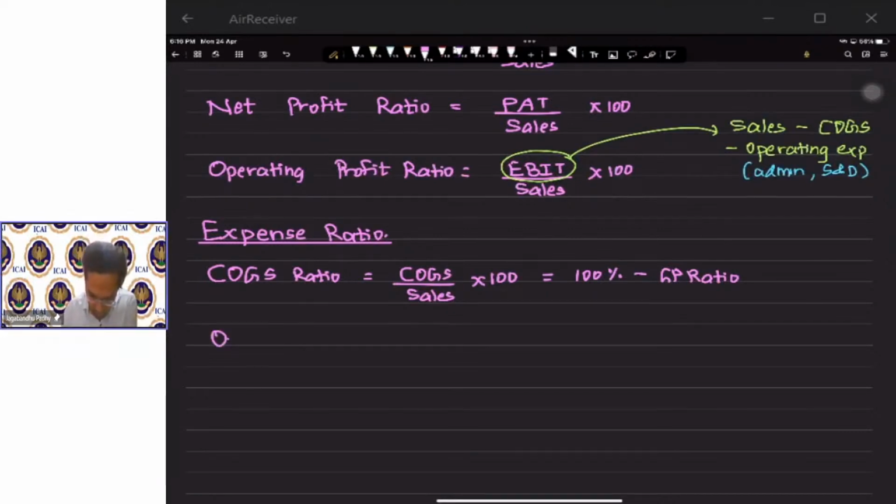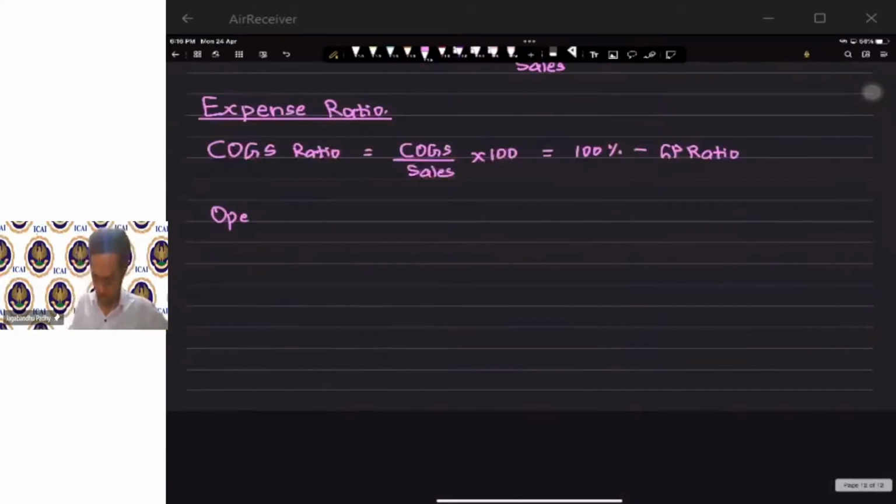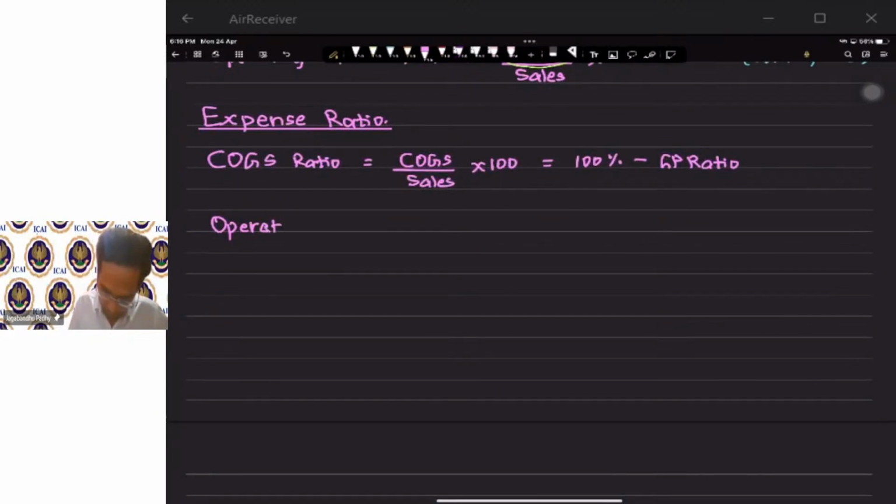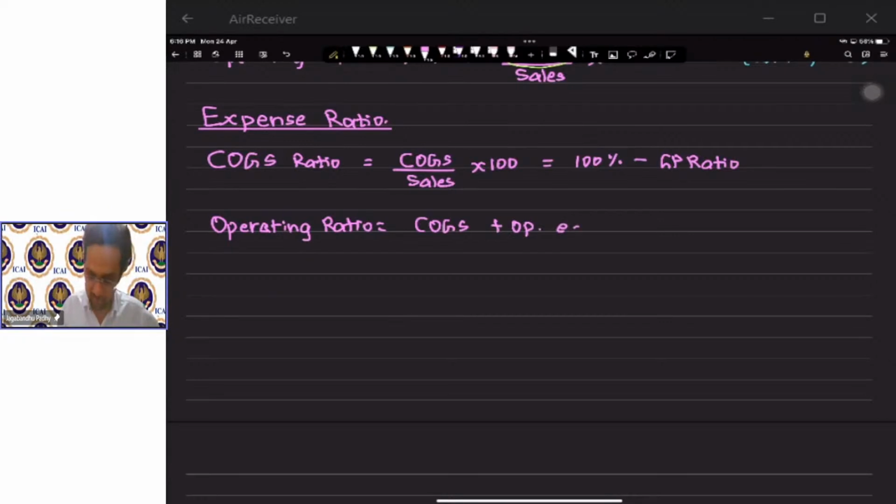Operating ratio. Operating ratio is COGS plus operating expenses upon sales into 100. COGS plus operating expenses upon sales into 100. That's your operating ratio.